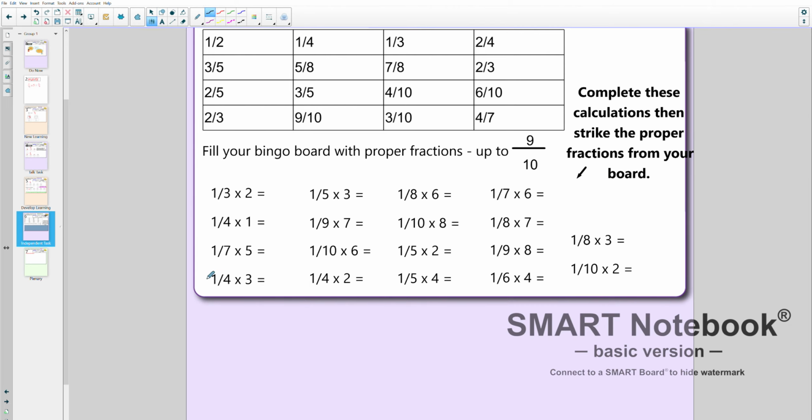If we've got 1/3 times 2, then we can do 1/3 times 2, nice and simple. That's going to be 2/3, so then I would tick off my 2/3 on my bingo board. Should make sense. Try all these, see what you get.